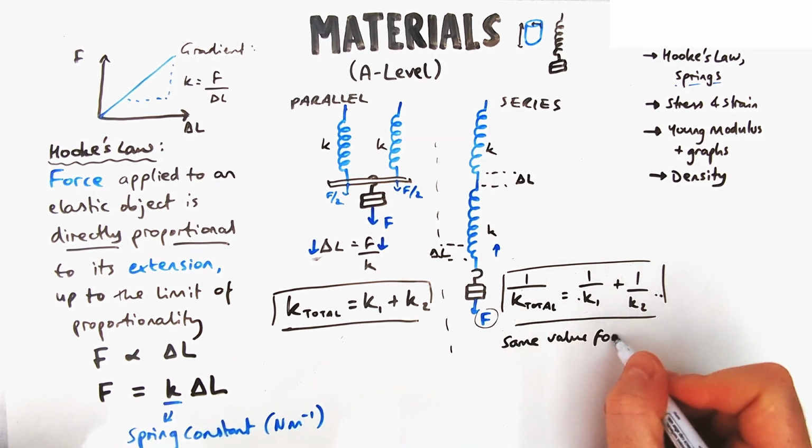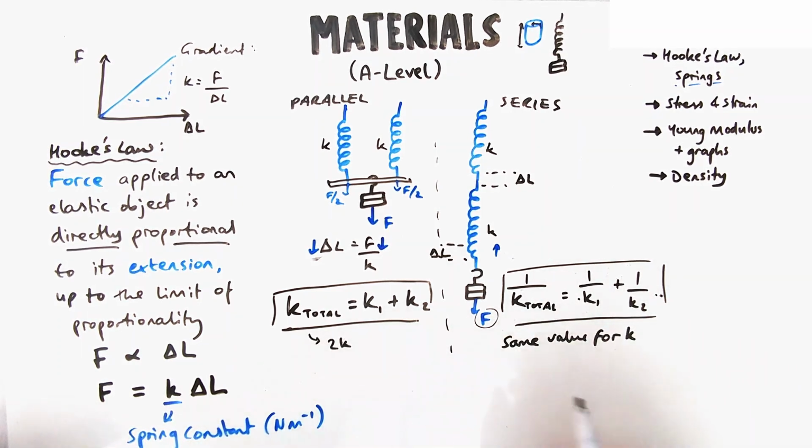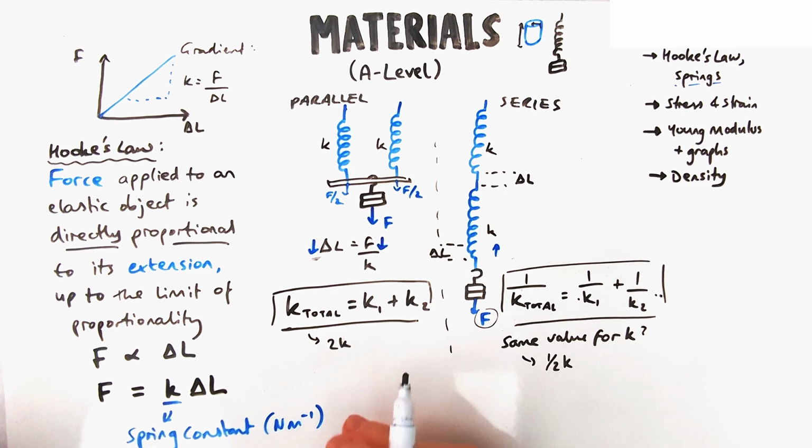So the idea is if I've got the same value for spring constant, which is by far the more likely scenario you'll be asked about at A level, if I have two springs in series, I'm going to have half the spring constant, whereas in parallel, I'm going to have double the spring constant.